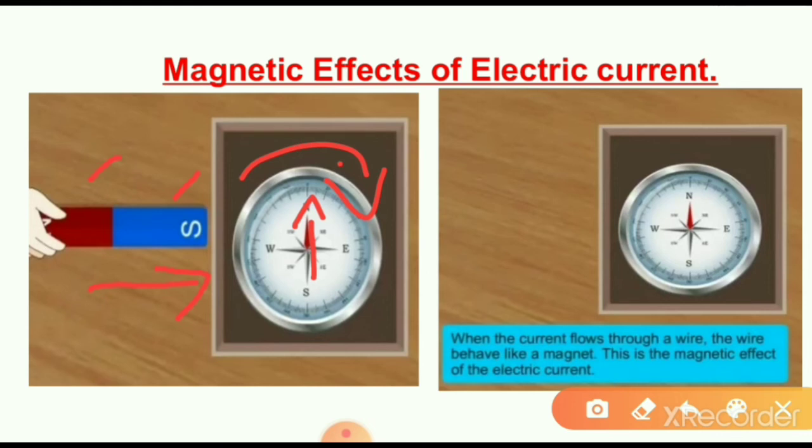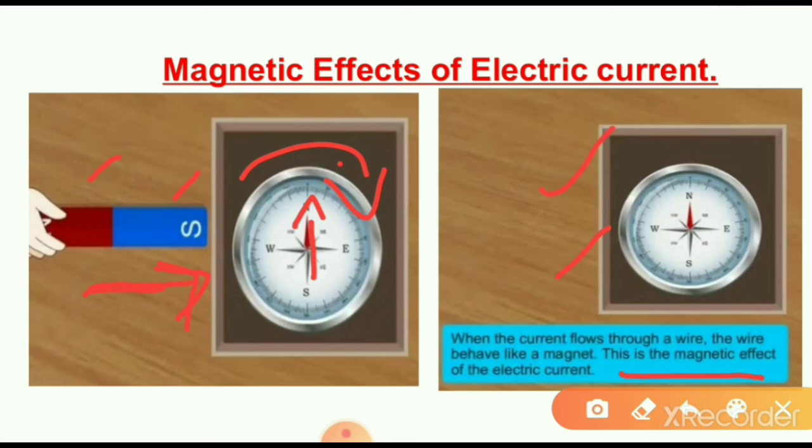From this observation, we conclude that when current flows through a wire, the wire behaves like a magnet. This is the magnetic effect of electric current. So what is the conclusion here? This is the magnetic effect of electric current. Here we keep the bar magnet and show the deflections. When we remove that bar magnet and connect the electric current, we have to show the deflections in the same way.